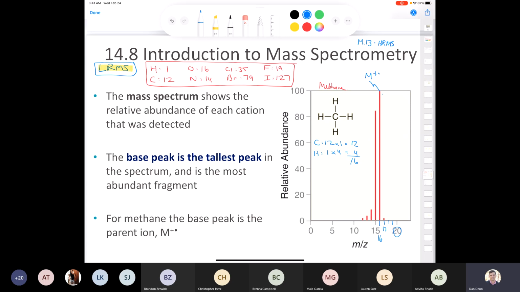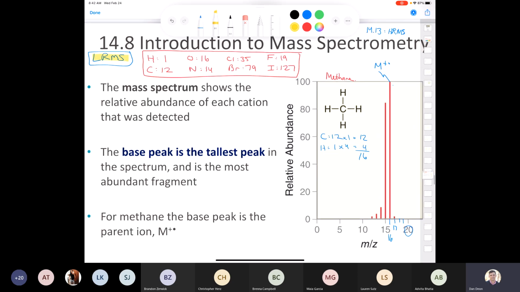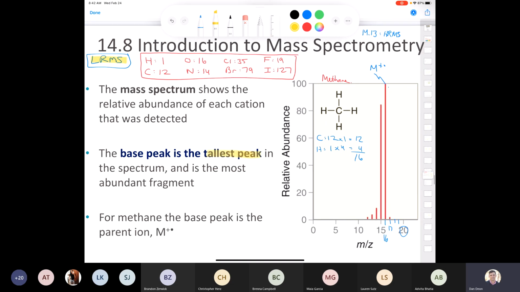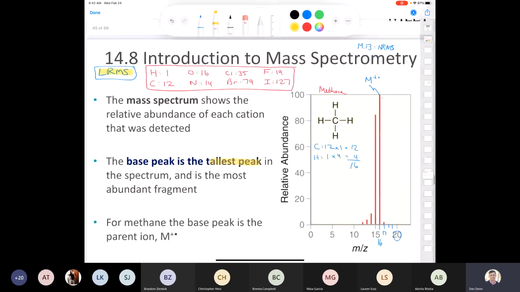Now you might be wondering, what are all the other peaks in there? We'll get to that in a second. But before we do that, I want to address the fact that the molecular ion is the tallest peak, because we have a special name for the tallest peak in mass spectrometry. We call it the base peak. It's kind of like everything is based off of that. We assign the base peak a relative abundance of 100%, and everything else is based off of that.